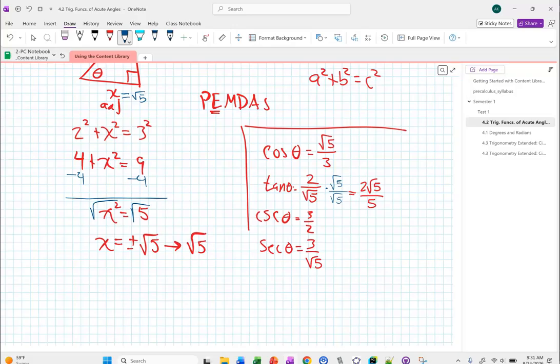Yeah, same problem we had with the tangent. That's square root 5 on the bottom. So we'll do that same rationalize the denominator trick. And then our last one is cotangent, which is the reciprocal of tangent. Pro tip here, let's not take the reciprocal of this. I want to take the reciprocal of this one.